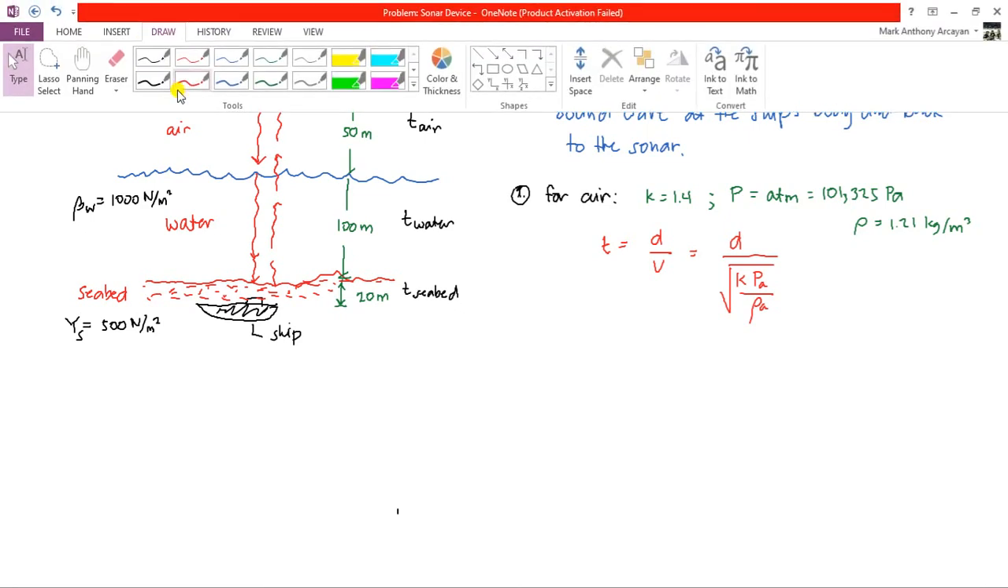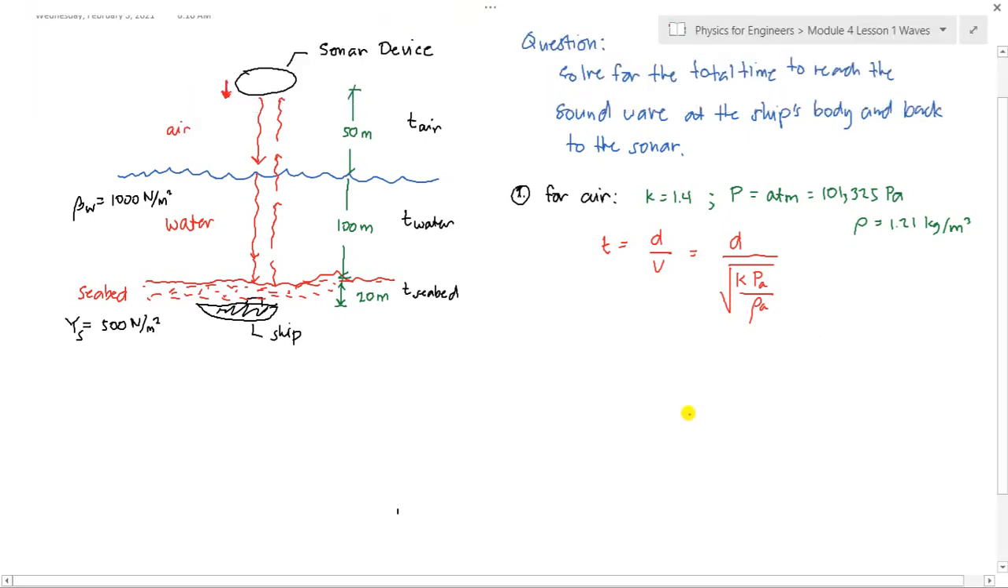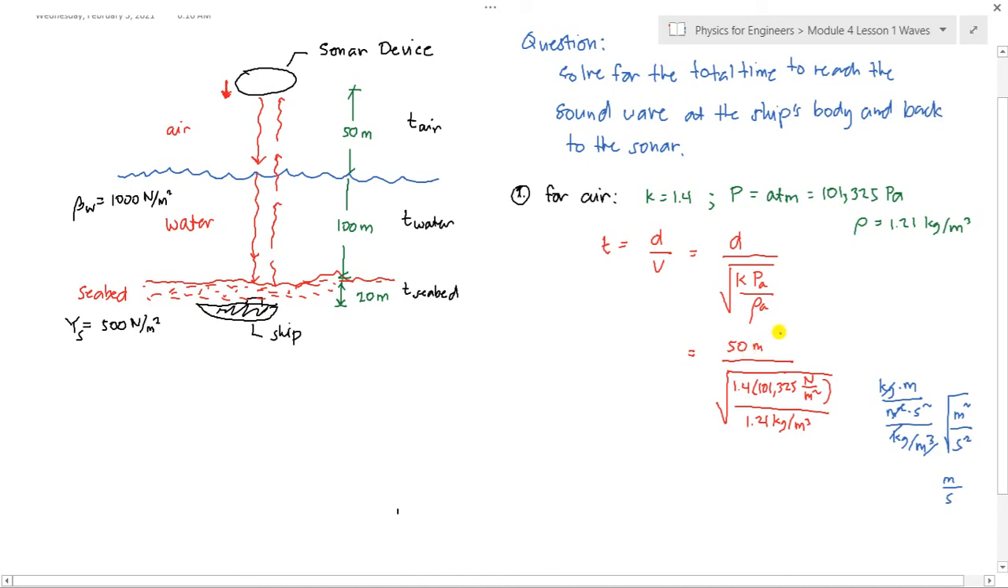So back to substituting. We have the distance in air, that is 50 meters. So plugging in, distance is 50 meters all over the square root of K is 1.4, the pressure is 101,325 Newton per meter squared, density of air is 1.21 kilogram per cubic meter. So for the unit analysis below, this is kilogram meter per meter squared second squared divided by kilogram per cubic meter. The meter squared cancels, and we have meter squared per second squared, so this is velocity, since the square root gives meter per second.